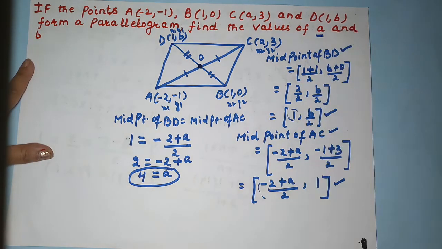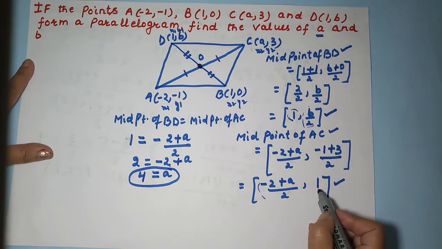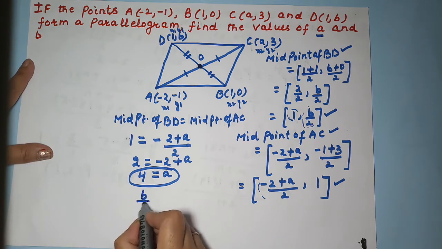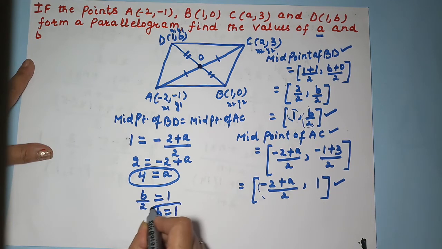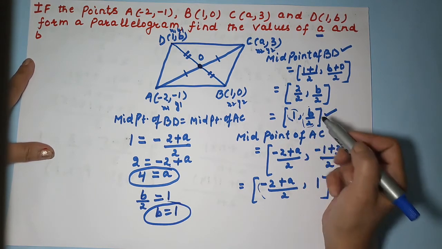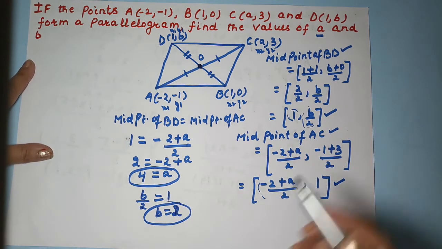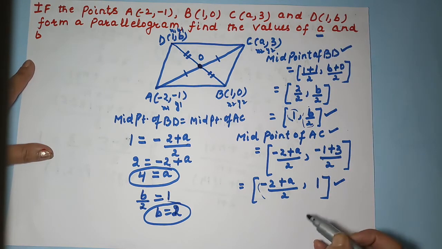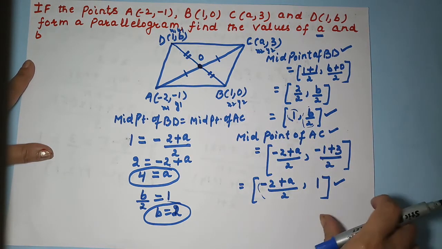He wanted me to calculate the value of a. Now, does it mean that the y coordinate of the midpoint of BD is equal to the y coordinate of the midpoint of AC? Yes. So b by 2 is equal to 1. Does that mean b is equal to 2, since 2 into 1 is 2? This is how you have to make use of the properties to find the coordinates of either the vertices or the point where the diagonals meet or intersect.